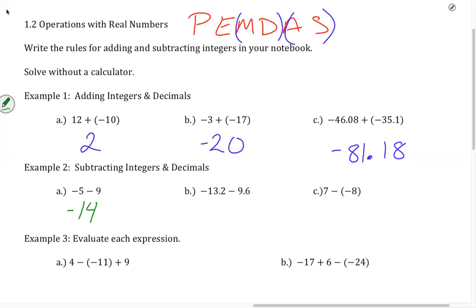Now, a problem like B, I got it. If we're doing negative 13.2 minus 9.6, again, I'm kind of thinking like I'm going to be adding these two. If I borrow $13.20 and I borrow $9.60, I have borrowed a total of, let's see, $22.80. And borrowing's not good, so it's going to be negative $22.80.